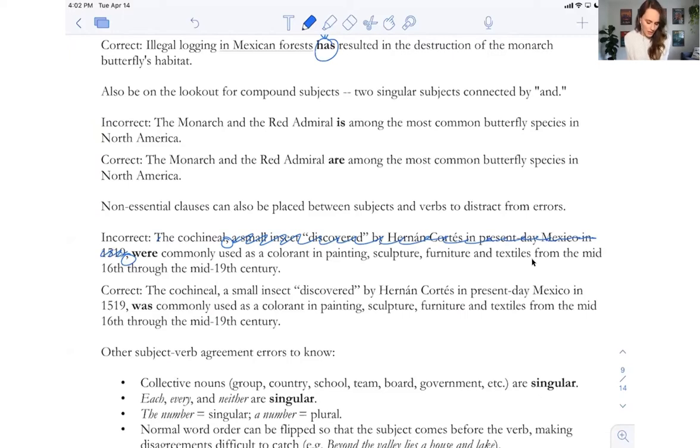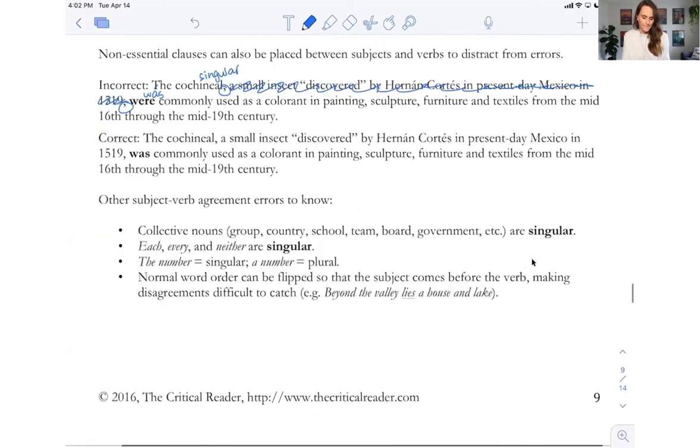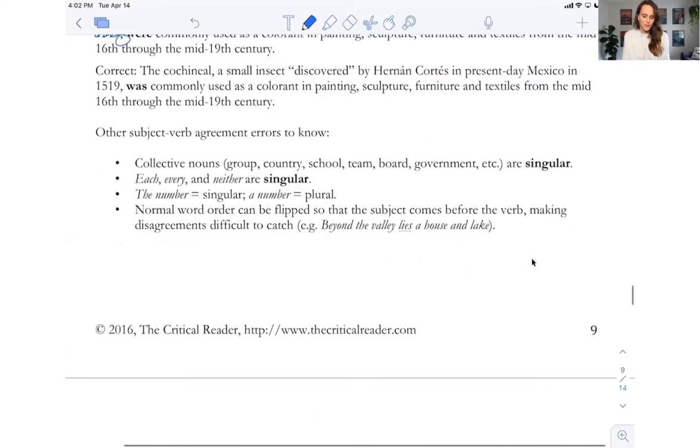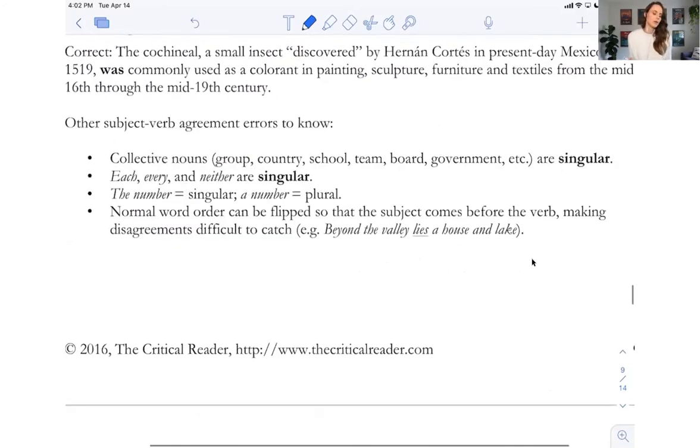So the cochineal were commonly... So here we can just say "was." This is singular. Commonly used. So collective nouns are singular. Each, every, neither are singular. The number is going to be singular, but a number is plural.